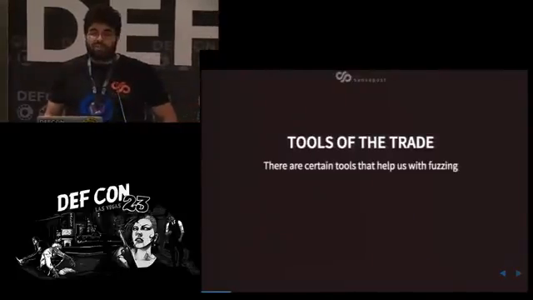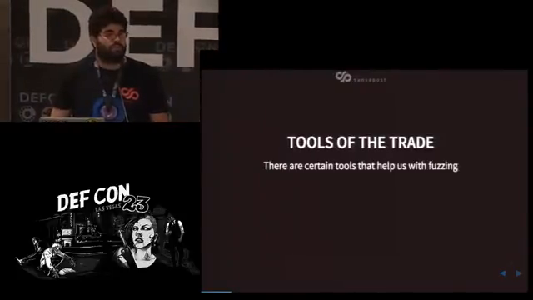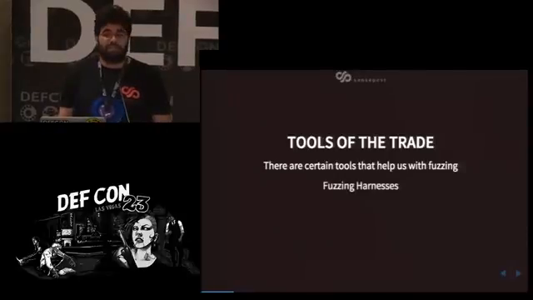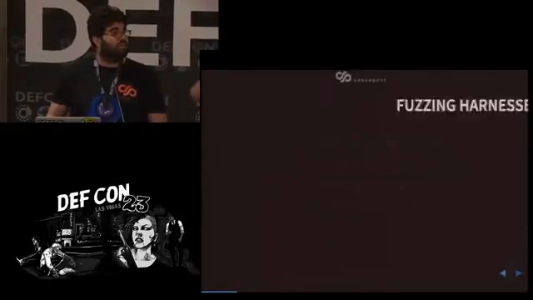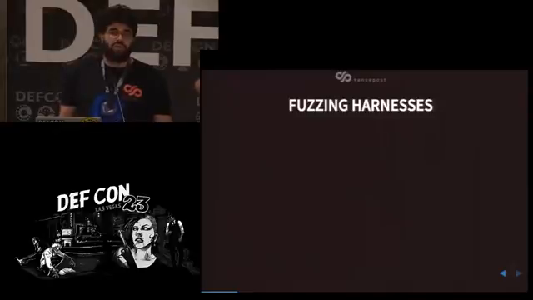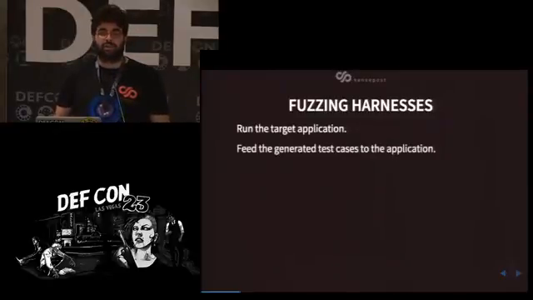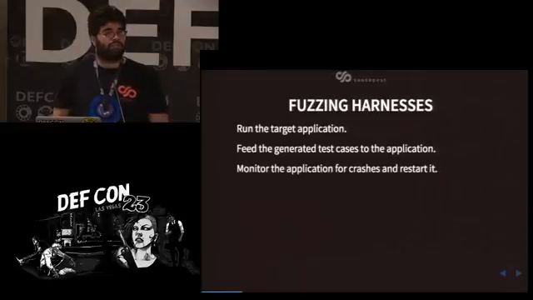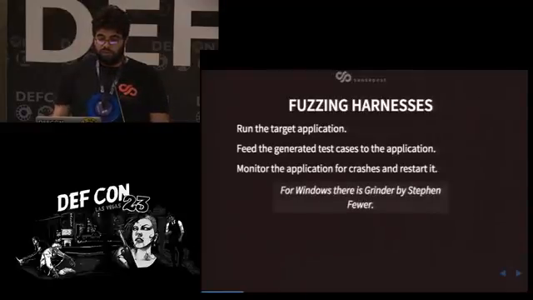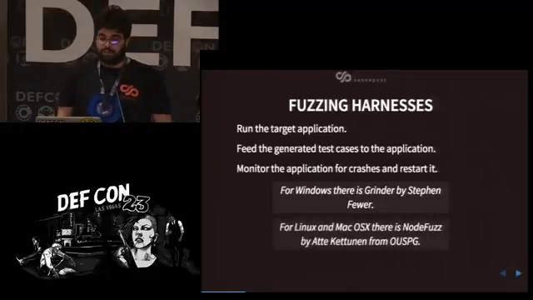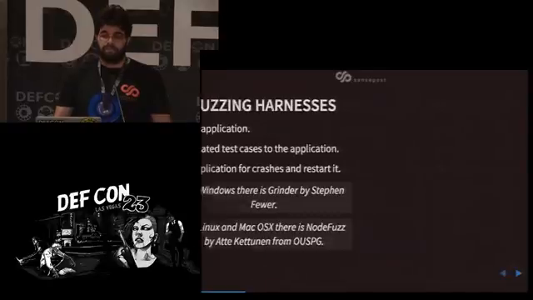So there are some tools that help us with the fuzzing process, specifically fuzzing harnesses and memory error detectors. If we're going to talk about fuzzing harnesses, what they do, they basically run the application, feed the test case to the application, and monitor the application for crashes. For Windows, we have Grinder by Stephen Fewer. For Linux and Mac OS X, we have NodeFuzz by Atte Kettunen of OUSPG.